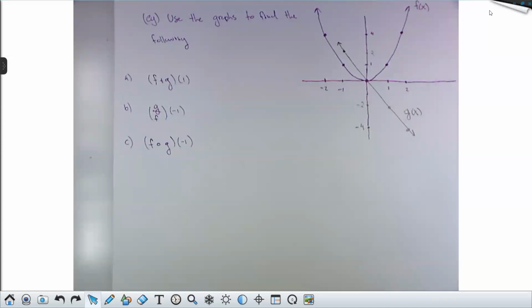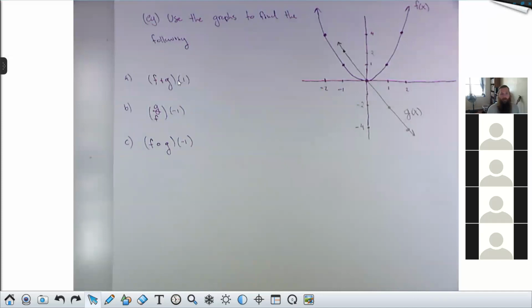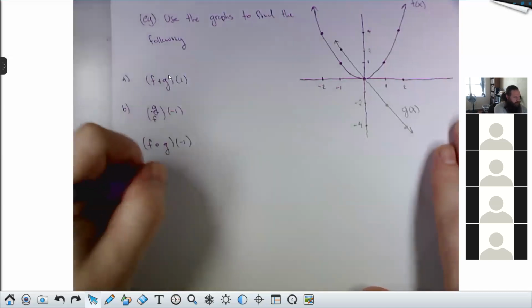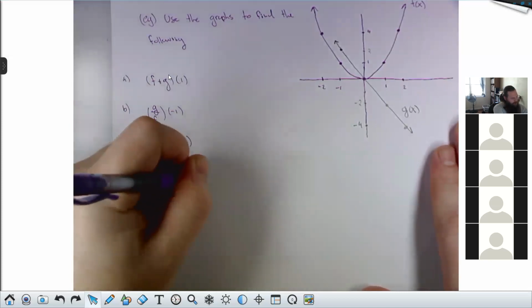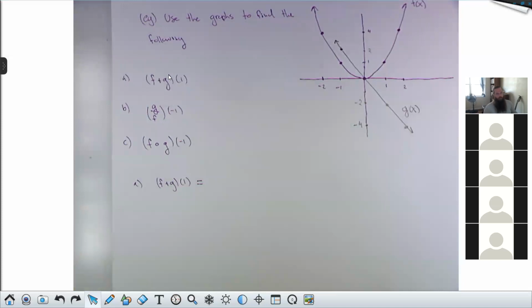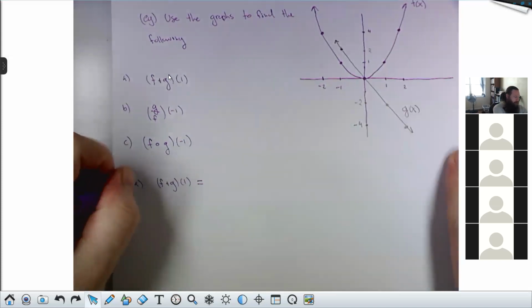So how should I get started with part A? How do I get started on any problem like this? Does anybody have a suggestion? By finding where it hits 1. Even before that, that's not a bad idea, but I'd like to come back just a little step further. I'm trying to hammer home a point here, so I apologize if this seems a little bit redundant.